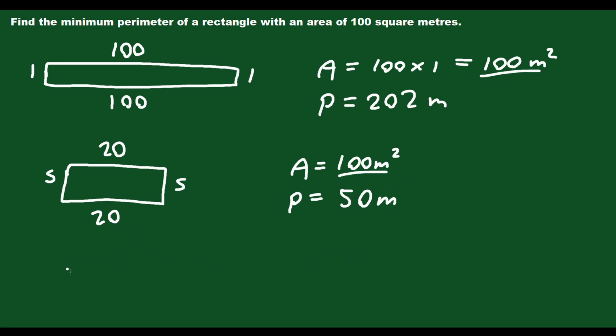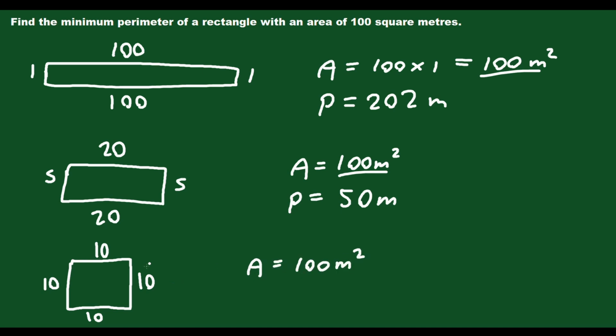So what if we make it even more boxy? What if we just make it a perfect square? So these sides are all the same. So you would say 10 meters by 10 meters, right? 10 and 10. Your area is still 100, right? Still 100 meters squared because 10 times 10 is 100. But what would your perimeter be for this one? 10 plus 10 plus 10 plus 10? That's just 40 meters. So in fact, the minimum perimeter is going to occur when you have a square.